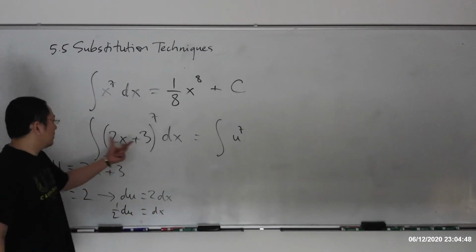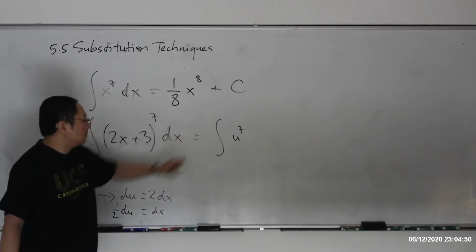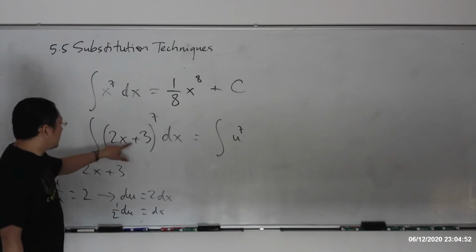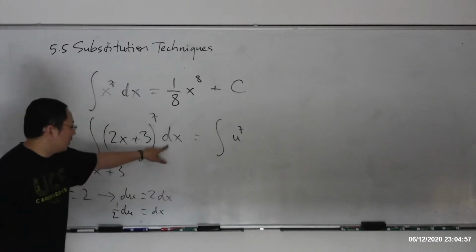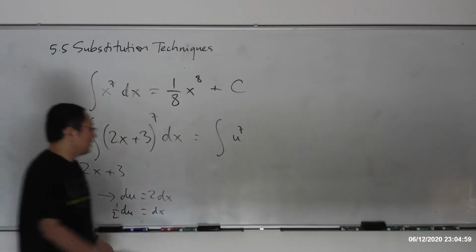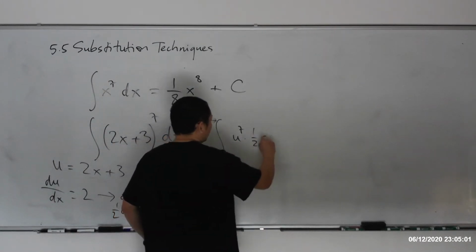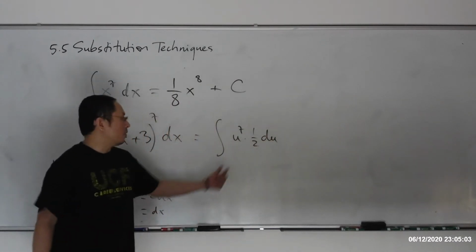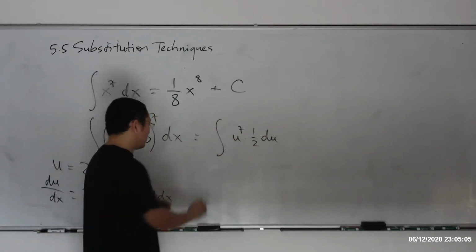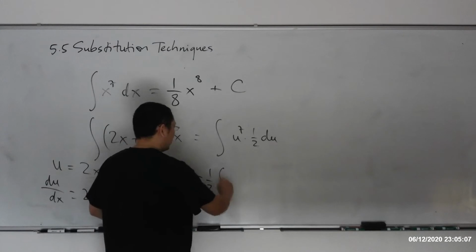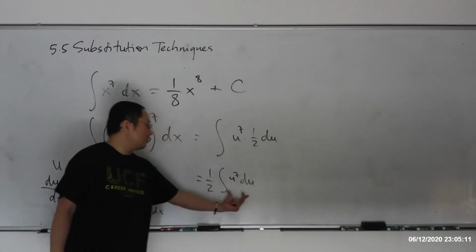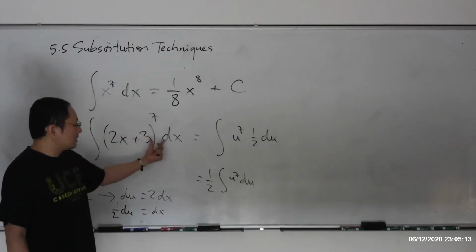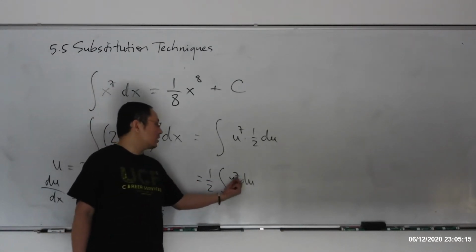You see what I'm trying to do in here? I try to rewrite everything in terms of u. So 2x plus 3 is my u. So 2x plus 3 to the 7 is u to the 7. And what is dx? dx is 1/2 du. 1/2 is a constant, so we can pull it outside. 1/2 integral of u to the 7 du. Now you have a very simple integral. Instead of a big mess to the 7 dx, now it's just u to the 7 du.